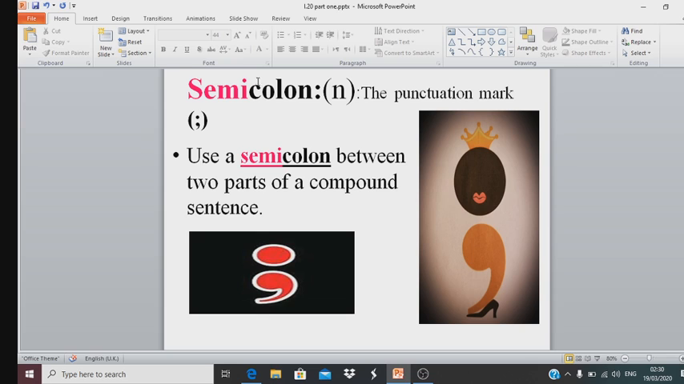Semicolon. So for semicolon, the base word is colon and semi is the prefix. Semicolon, as you know, is a punctuation mark, and it functions as a noun. This is the shape of the semicolon. This is a comma, and this is a period. Use a semicolon between two parts of a compound sentence.